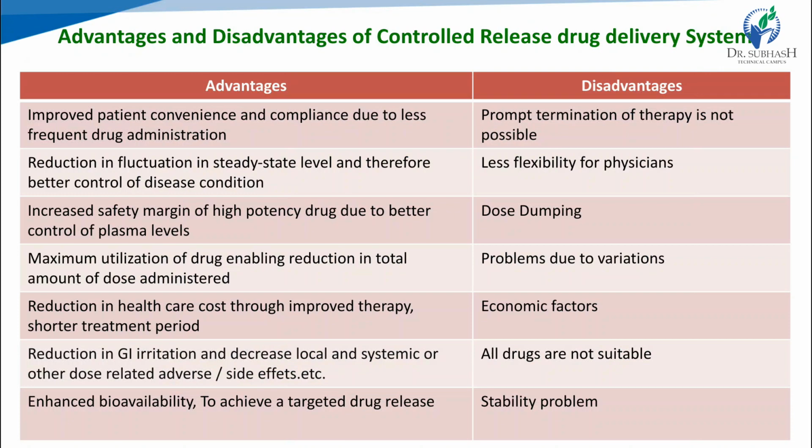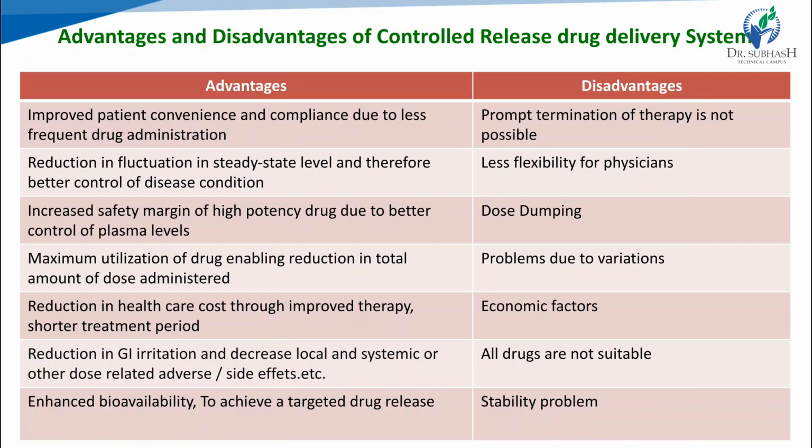The disadvantages of the controlled drug release system: prompt termination of therapy is not possible if you give a single dose for 24 hours, as compared to conventional. The termination part is very complicated. There is less flexibility for the physician to change the dose size, dose frequency, or dosage regimen. It is less flexible as compared to conventional dosing.